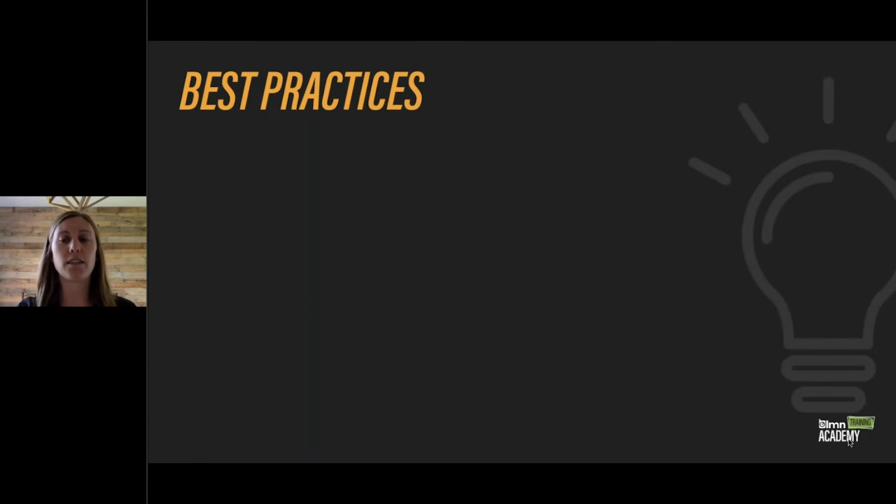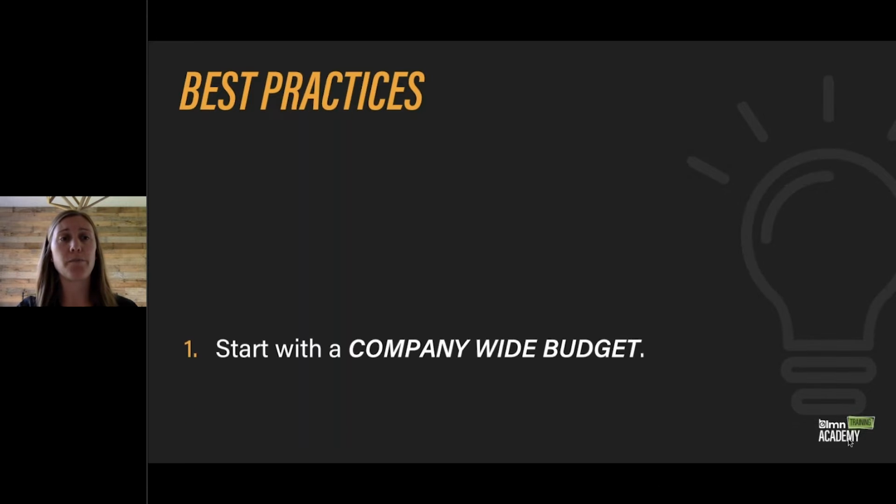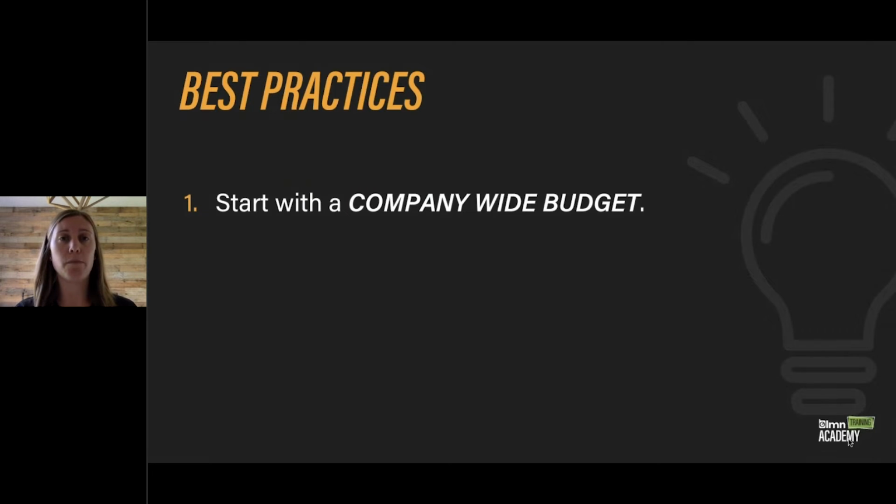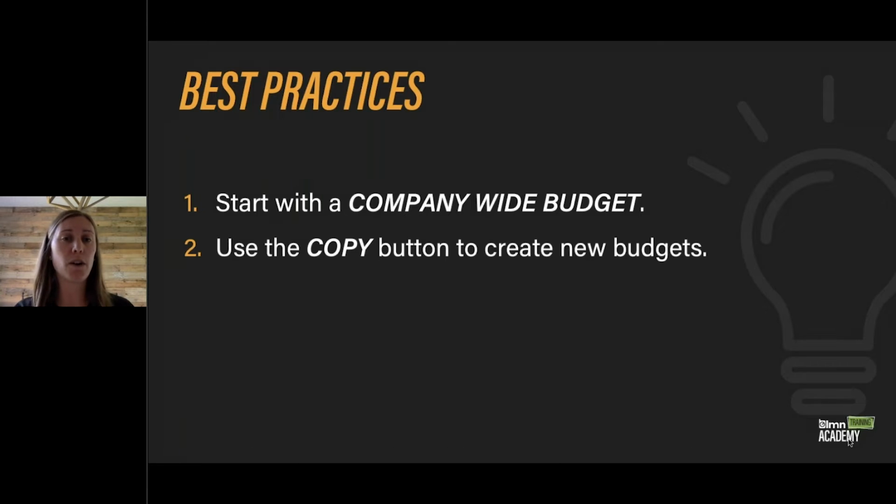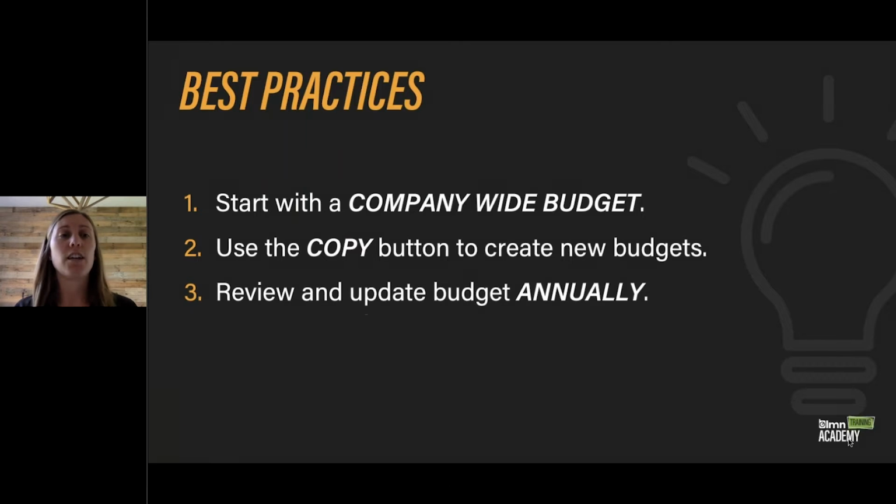So a few best practices here before we get into building a budget is you'll want to start with a company-wide budget. So this is going to include all of your divisional sales and costs. This is going to help you when you go to eventually, if you do create divisional budgets, all you'll need to do is actually use the copy button to create new budgets year over year. And with that being said, you can review and update your budget annually because your costs and your sales and all of that information is going to change on an annual basis. So you'll want to update it in your budget so that you're pricing your work properly on your estimates.